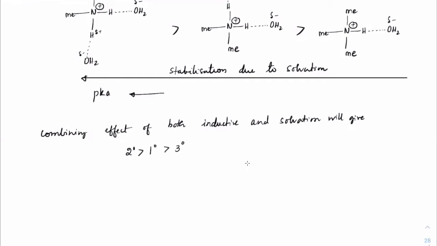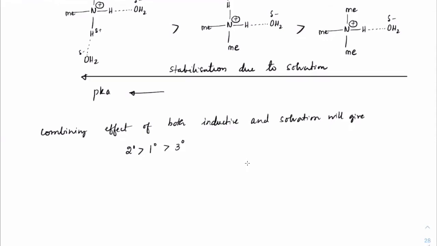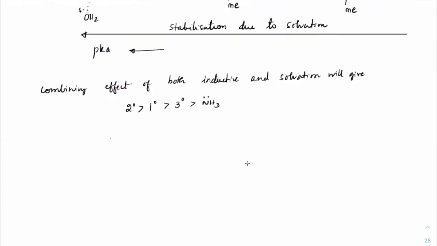Okay, students. And if you see, this is more basic than ammonia. Okay, everyone. So which means if you check out (CH3)2NH, this is more basic than CH3NH2. It is more basic than (CH3)3N, which is more basic than ammonia. And this is valid for methyl only. Got it? For methyl only.